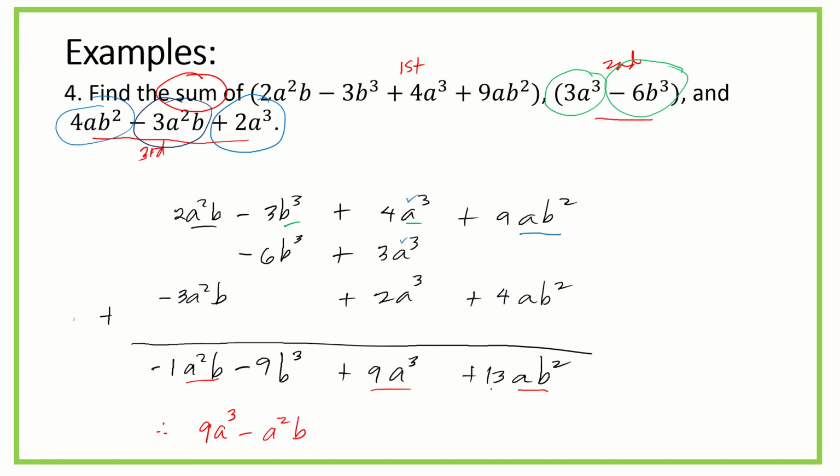Then afterwards, the other term with an a as well. So plus 13ab squared. And finally, the term with a b only, so minus 9b cubed. And this is our final answer: 9a cubed minus a squared b plus 13ab squared minus 9b cubed.